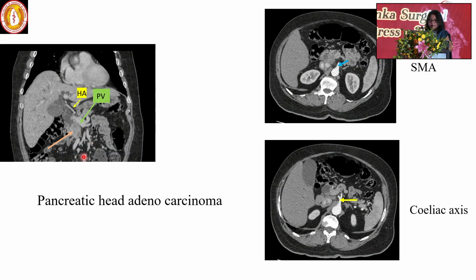So now you can see this is a pancreatic head adenocarcinoma. This orange arrow shows the hepatic artery. This is the dilated CBD, and this is the portal vein. The hepatic artery is well away from the tumor, and there is a clear fat plane with the portal vein. In the axial view you can see the superior mesenteric artery and celiac axis artery clear of tumor. So this is a resectable tumor.